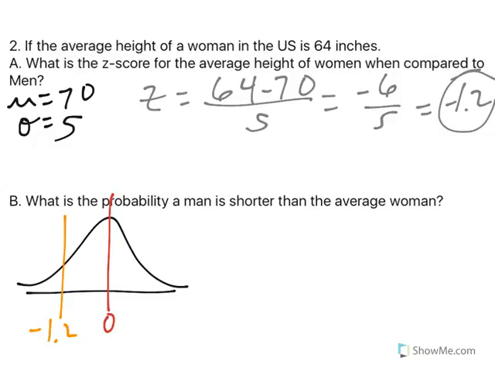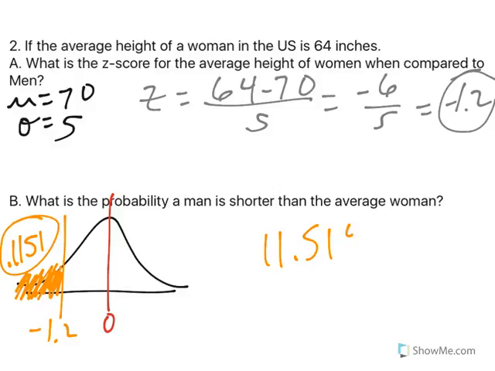What is the probability a man is shorter? Shorter is to the left. So you go to the z-score table, you look up 1.2, and it gives you 0.1151. That is the probability a man is shorter than the average woman. So 11.51% of men are shorter than the average woman.